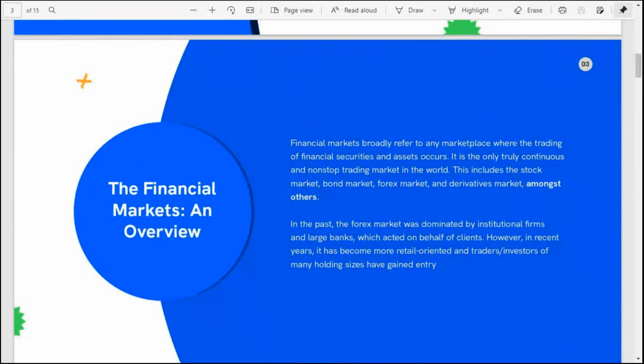Now, it is the only true continuous and non-stop trading market in the world. This is the only market that runs every single day. It doesn't stop because everybody is doing something for money. That means you are either exchanging on your phone or in real time. The market is always open 24/7 for you to transact in, and this is the amazing part.